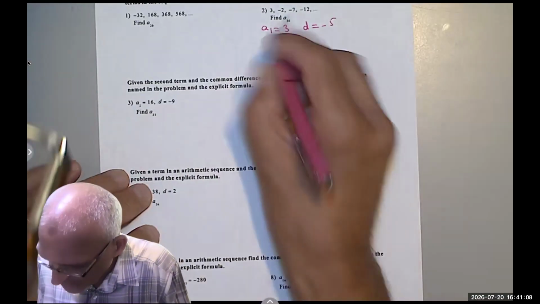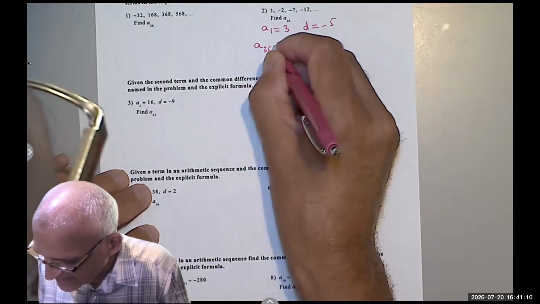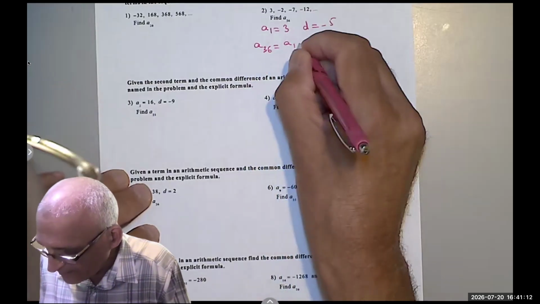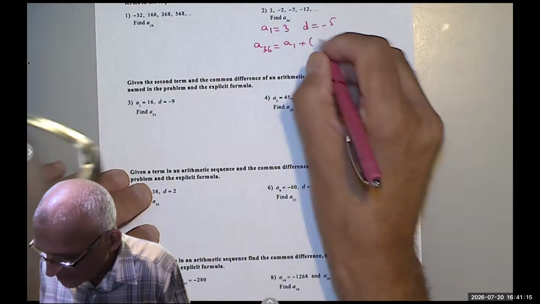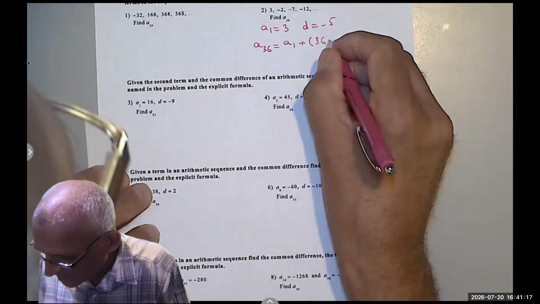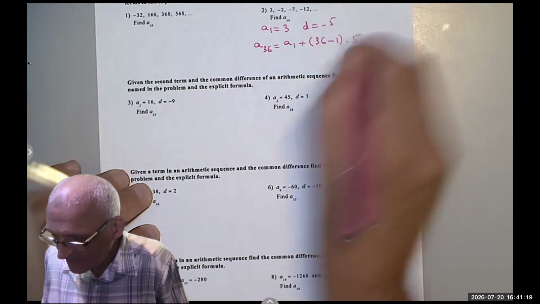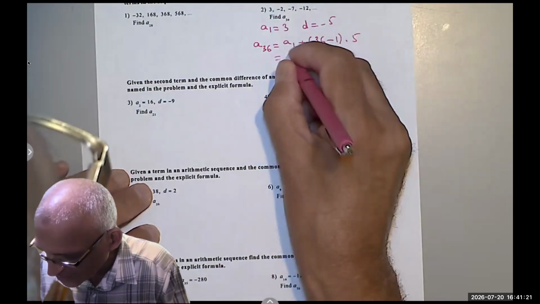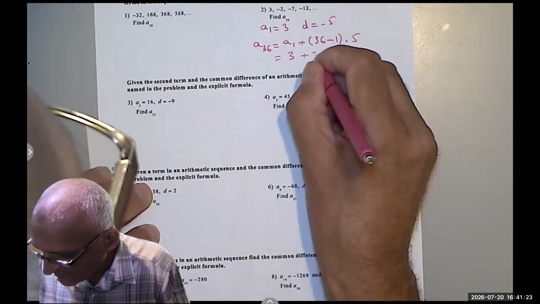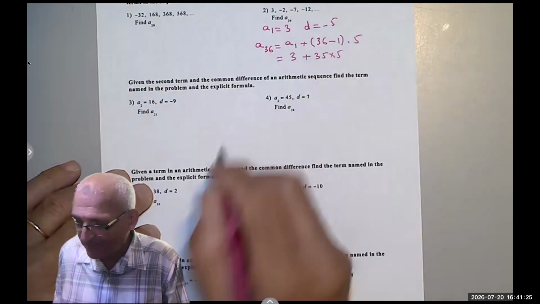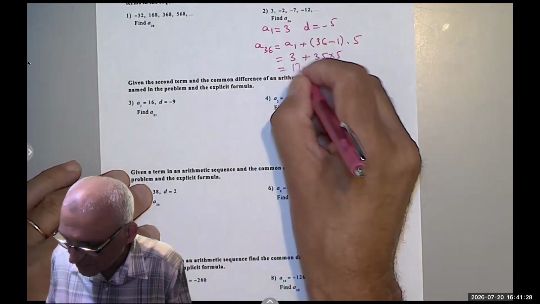So now if I want A sub 36, I say it's A sub 1 plus n minus 1, which is 36 minus 1, times 5. A sub 1, of course, is 3. So 3 plus 35 times 5. 35 times 5 is 175, plus 3 is 178.